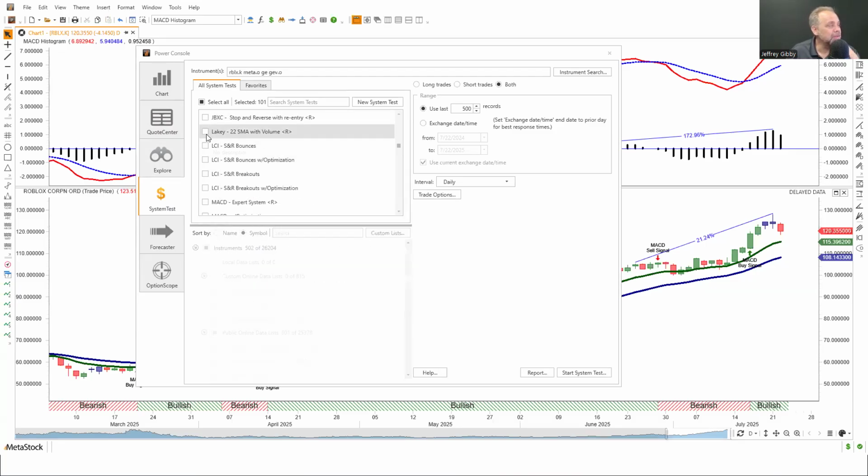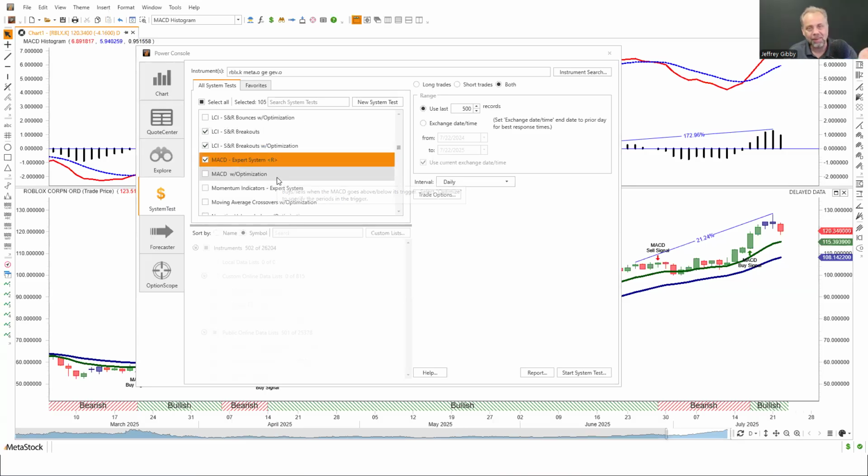Let's do the LCI ones. These are all no optimization though. Okay. And then we'll do the MACD one because I talked a lot about MACD. We might as well include it, right? So let's go ahead and start this.